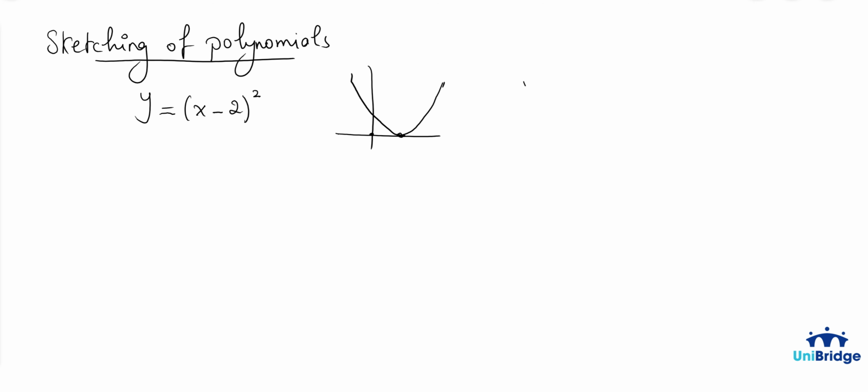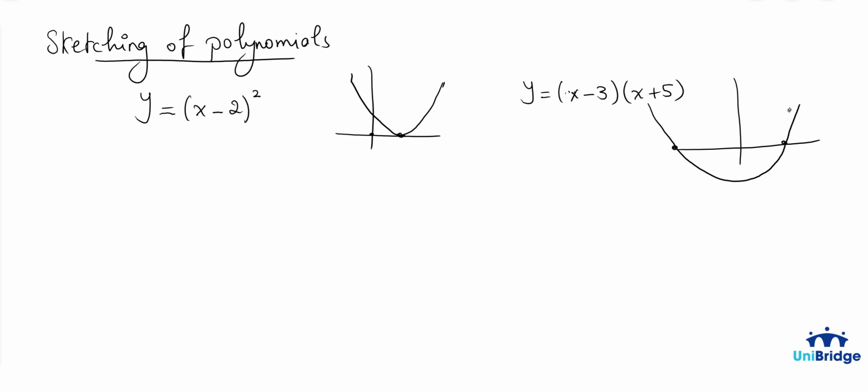And we also learned that if you have x minus 3 multiplied by x plus 5, then you're going to get intercepts at -5 and +3, and the parabola is going to look something like this, right? Where here these values represent the x-intercept at -5 and +3.